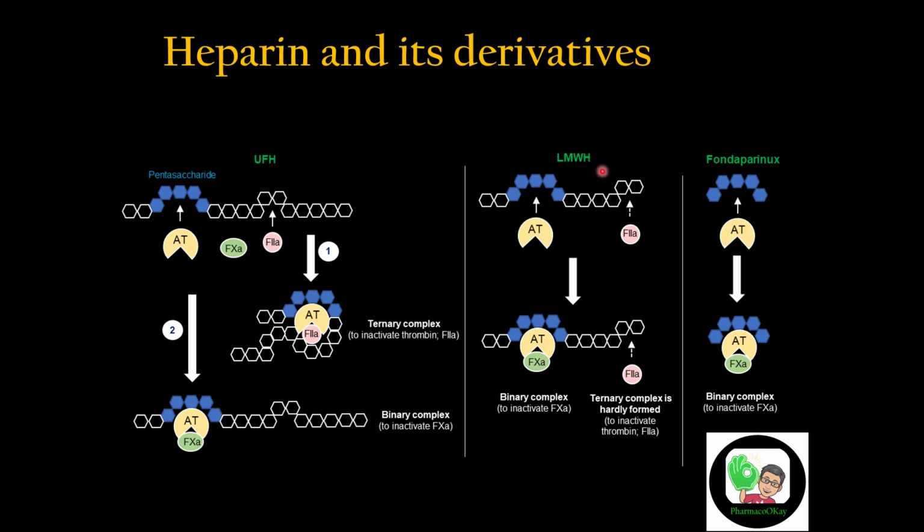It means that low molecular weight heparin is more selective to inhibit or inactivate factor 10A than thrombin. For fondaparinux, it is a synthetic polysaccharide which has only a pentasaccharide region like this to bind and activate antithrombin and inactivate factor 10A. So this drug is the most selective factor 10A inactivator compared to others.